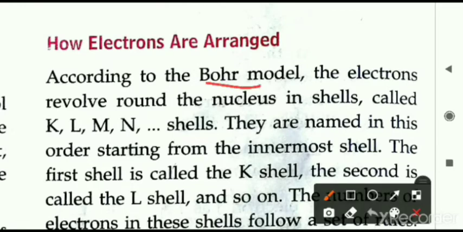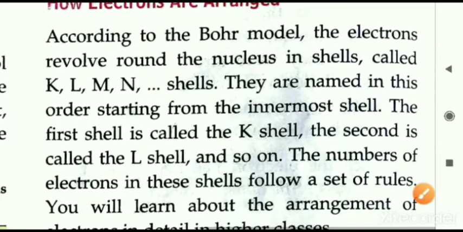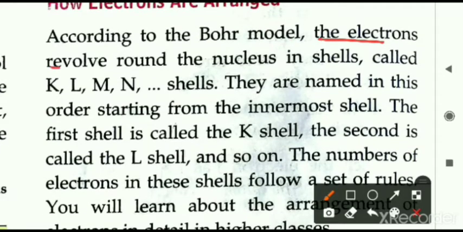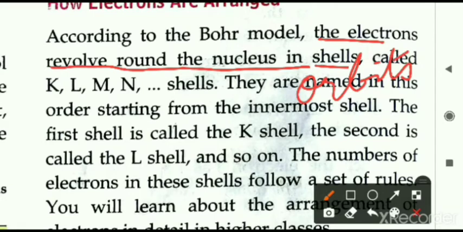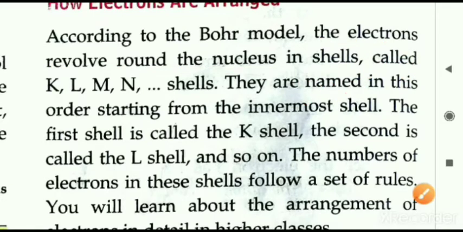Niels Bohr was a scientist who gave the model of the structure of the atom. According to the Niels Bohr model, the electrons are revolving around the nucleus in shells. Shells are the orbits only. They are fixed paths, just like the planets moving around the sun. Orbits or shells have the electrons around the nucleus.